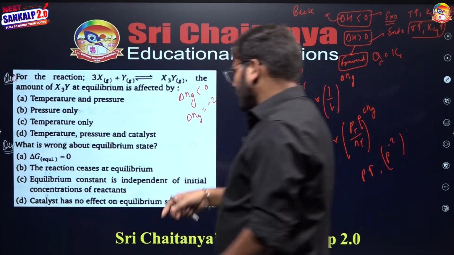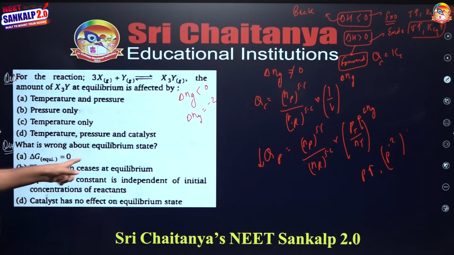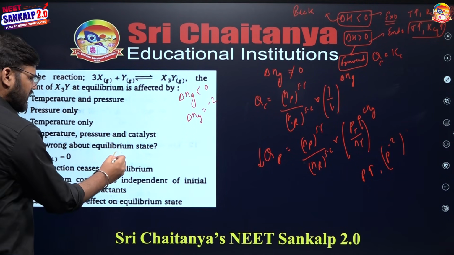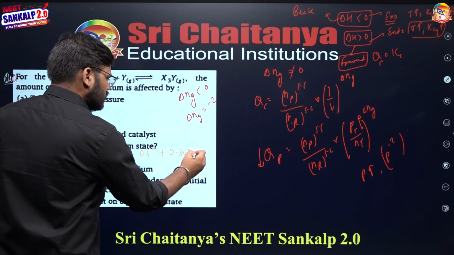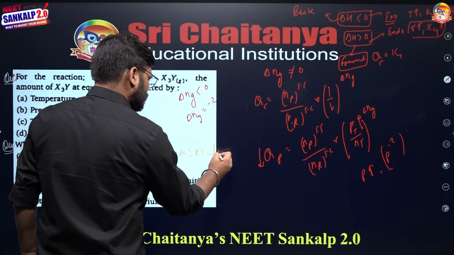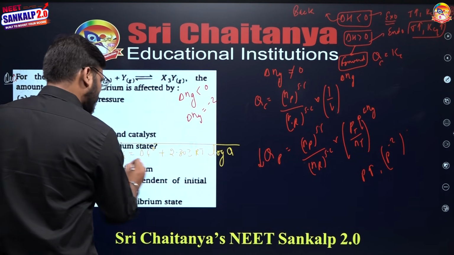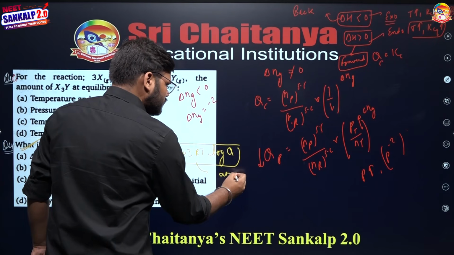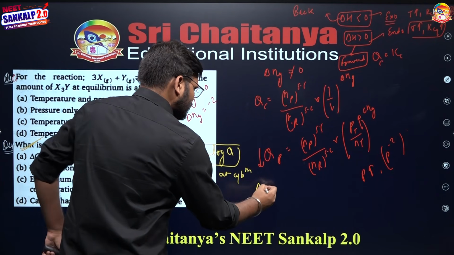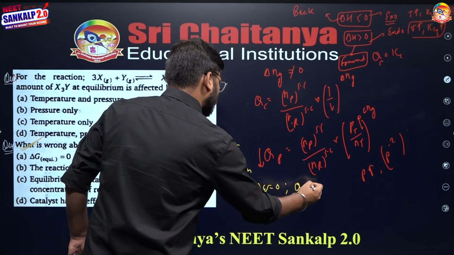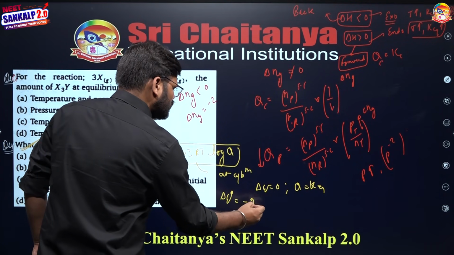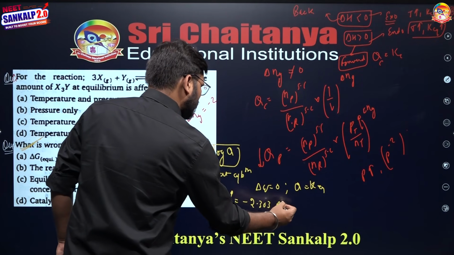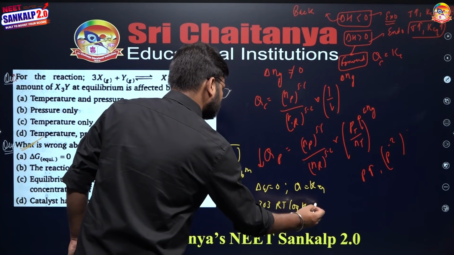There is another problem over here which asks what is wrong about the equilibrium state. Delta G at equilibrium is delta G naught plus 2.303 RT log Q. This is an important expression. At equilibrium, delta G will be 0 and Q will become K equilibrium. So this will give us delta G naught minus 2.303 RT log K equilibrium.